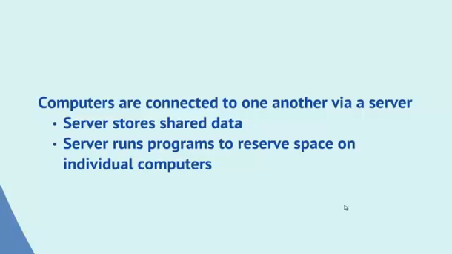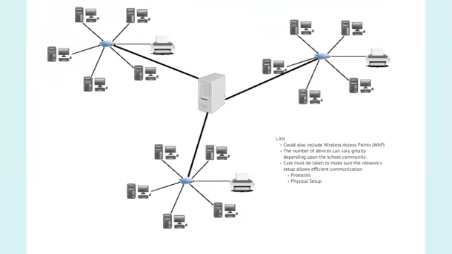It also runs programs that can reserve space on individual computers, and it can assign roles for the different computers that will be on the client-server network. Here is an image of what a client-server network might look like. I've taken the smaller networks that we had and made multiple of them, in this case 3, each connected to each other via a switch, and then also connected to the server.